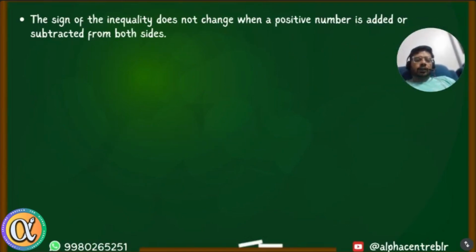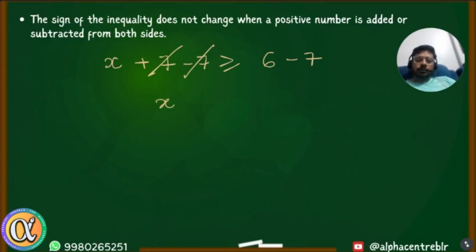The sign of inequality does not change when a number is added or subtracted from both sides. Suppose we have an inequality like x plus 7 is greater than or equal to 6. We can subtract 7 from both sides. If you add 7 or subtract 7, the sign does not change. x is greater than or equal to minus 1.